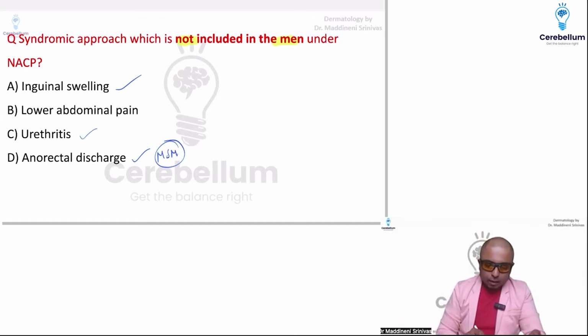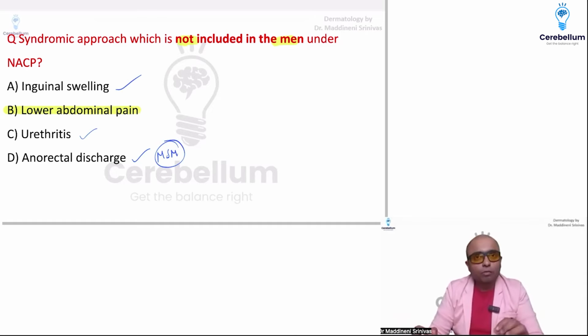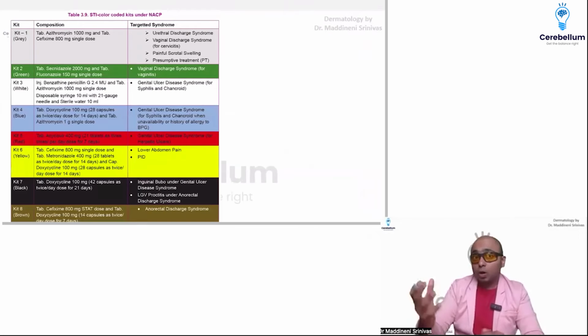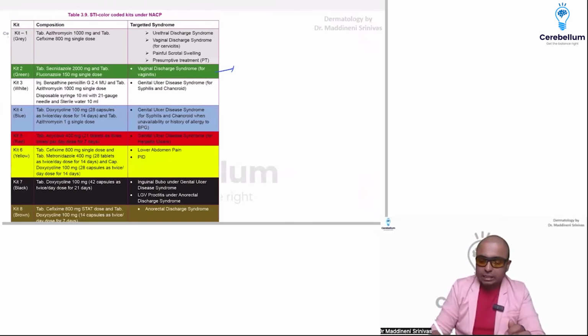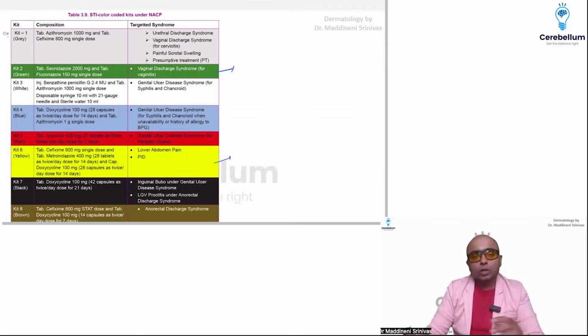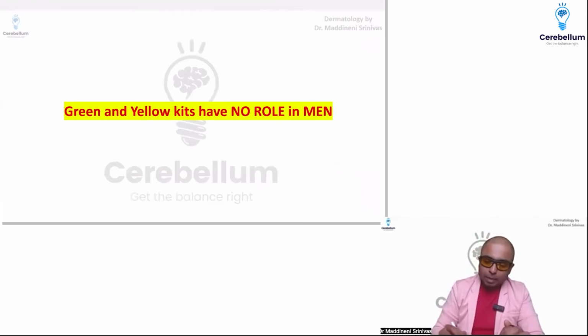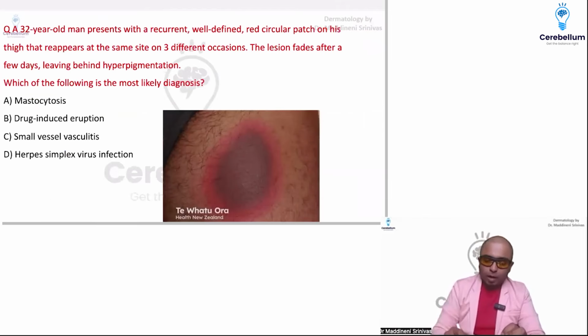So obviously the lower abdominal pain, which is taken care of by the yellow colored kit, is not going to have any role in the men. Not only that, even kit number 2, which is the green colored kit, is also not going to have any role in the men. So these are the 2 points which are important for you to remember now. Right. So this is also a very frequently repeated question, right?